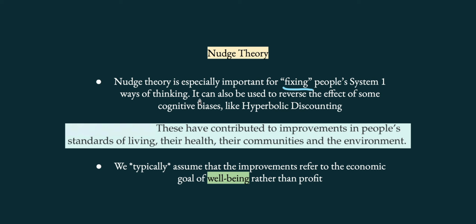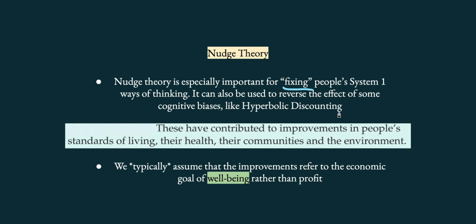Okay, and like I explained before, nudge theory is especially important for fixing, this is subjective, but fixing people's system one ways of thinking. So basically, if the grocery store really wants to increase their revenue and they want to fix your automatic way of thinking, I don't want to get extra candy today, they think that's a problem because that's not getting them as much money as they want. So then they might put the candy at the cash register and they're fixing, put that in quotes, they're fixing your system one way of thinking.